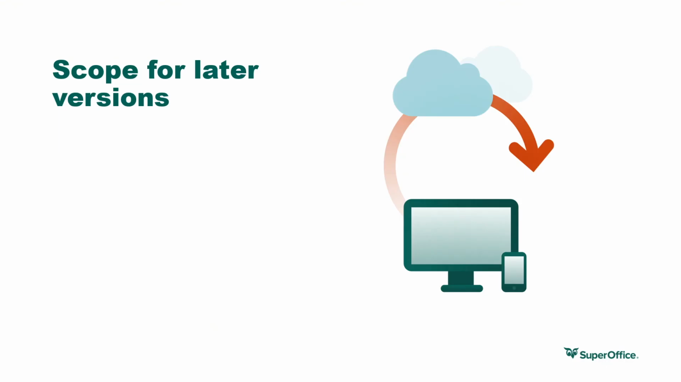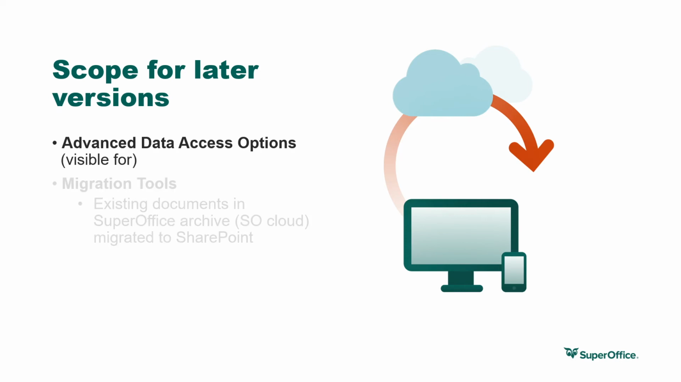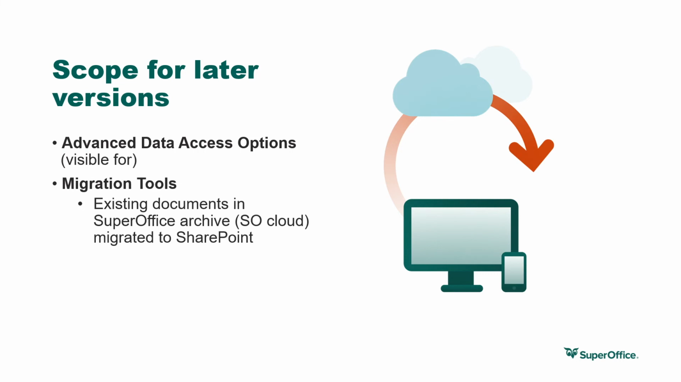So now that we've seen the possibilities with the new integration, there are still more to come. And these are some options that are planned for later versions, like advanced data access options, where you can set visible for. And then we've planned some tools to migrate existing documents in SuperOffice Archive in the cloud to SharePoint. Today, this is offered as a paid service and it's not automated. And a little later, we plan to release the Microsoft 365 add-in, which allows users to view and use CRM data in apps such as Word, Excel, and PowerPoint.